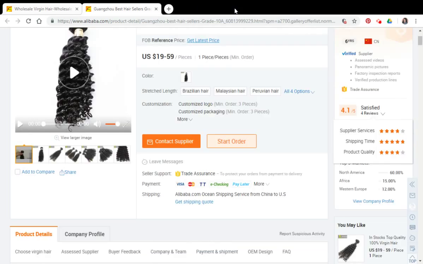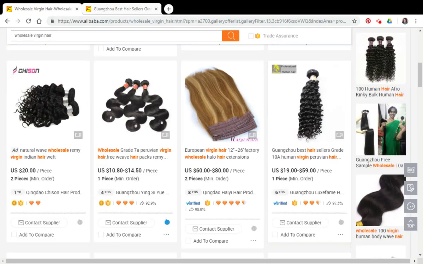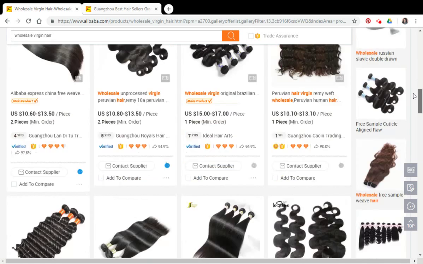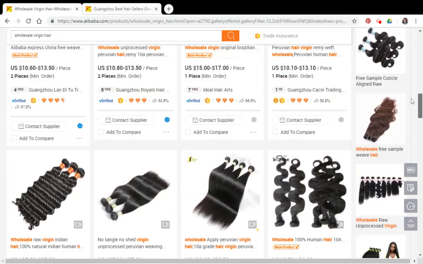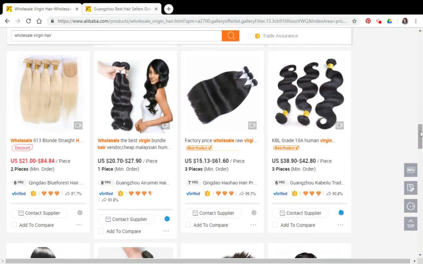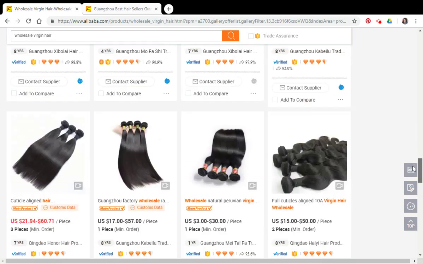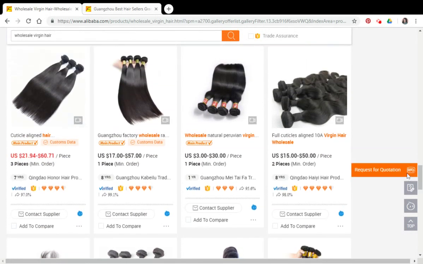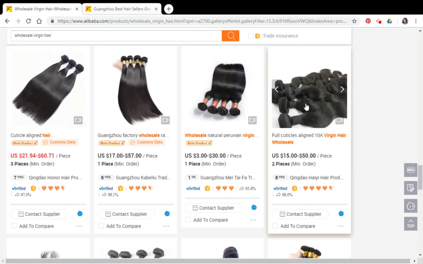Okay, so it is a process, but it's not a long process. Let's scroll down. And again, as I stated, I like to look at the photos of the hair without pictures of any models or anything like that. So as you see, this photo right here just simply has a picture of the hair. It says it has full cuticles aligned, 10A virgin hair wholesale. So let's click on that.